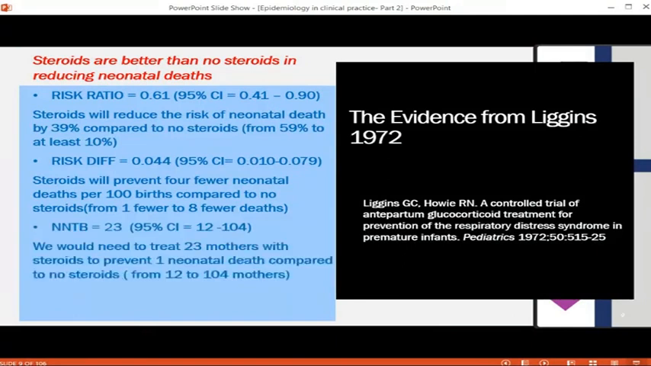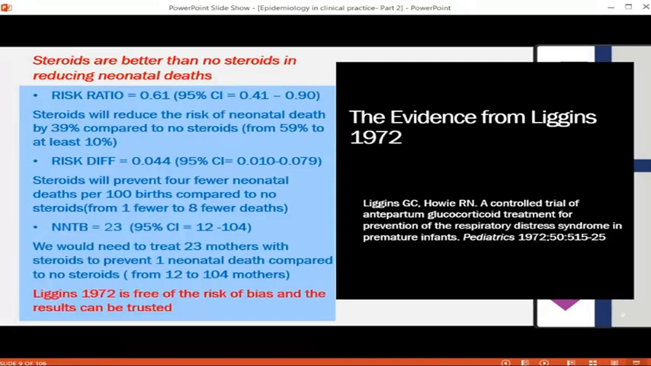The other way of looking at this was to see how many mothers you'd have to treat with steroids to prevent 1 neonate dying. And the number needed to treat here showed, for benefit, you'd need to treat 23 mothers with steroids to prevent 1 neonatal death compared to no steroids, from 12 to 104 mothers. Now, we could use either of these statistics, but patients somehow tend to understand relative risks better. So we now have the decision to make. What do we tell my friend?